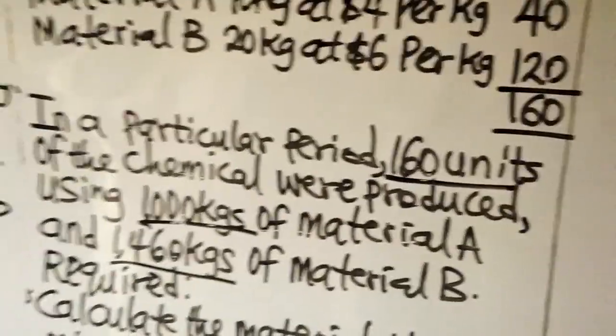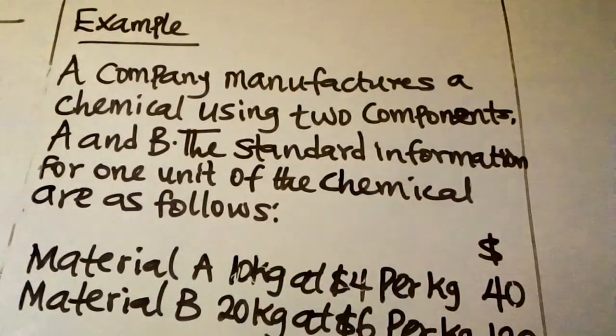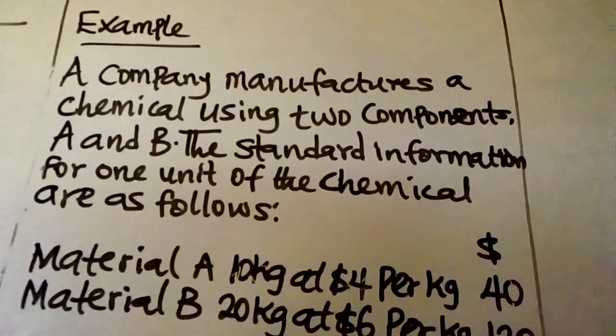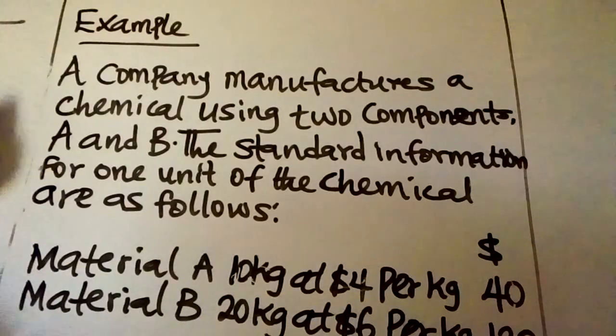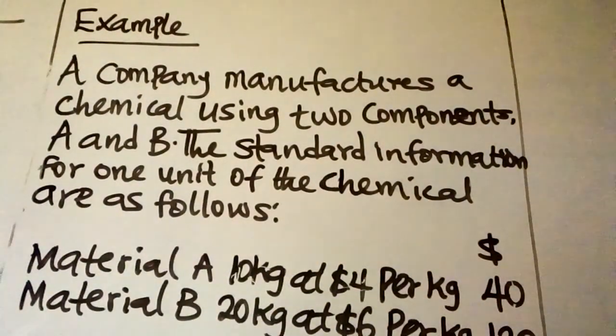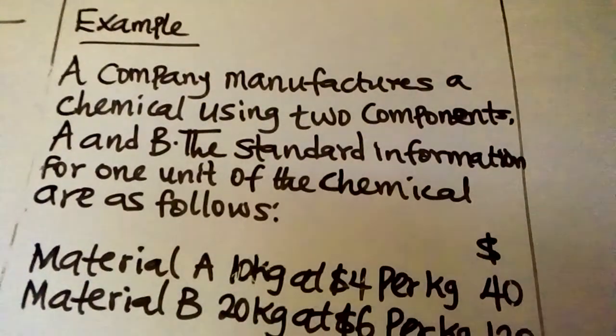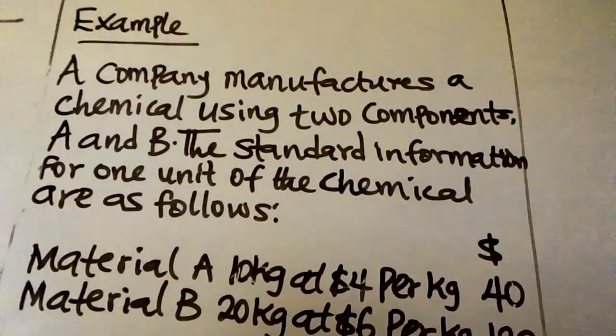I therefore want to take a question as a worked example. This question is obtained from the ACCA study text by Kaplan. A company manufactures a chemical using two components, A and B. The standard information for one unit of the chemical is as follows.